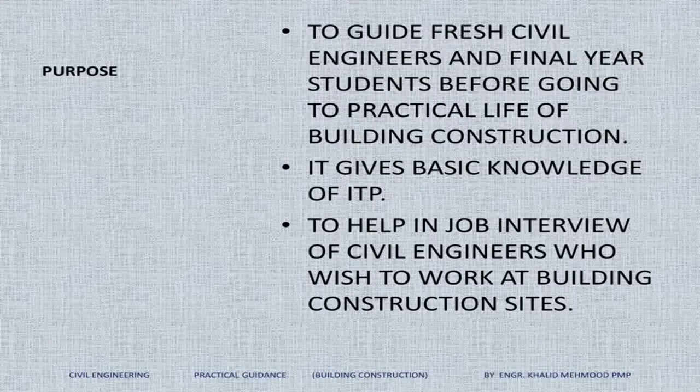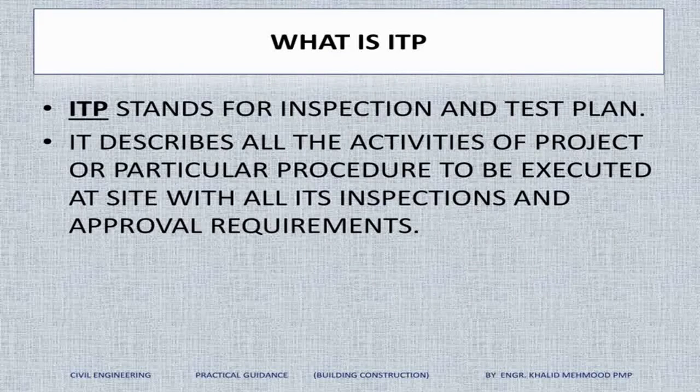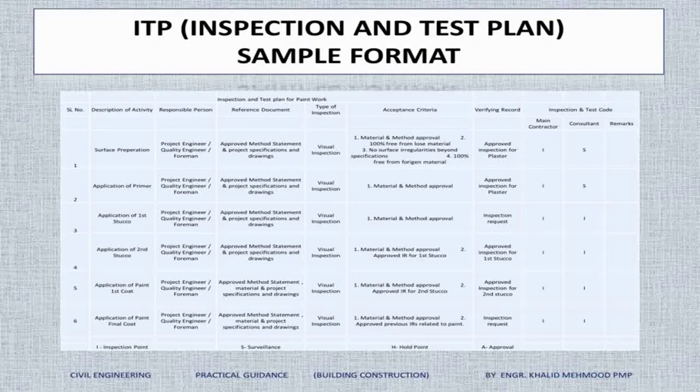In a building construction project, ITP is used for inspections and test plans, showing how the executed work gets approved and verified. It's in a tabular format. So it gives you a list of all the activities and their approval criteria, requirements, and frequencies. So this is our standard format table.